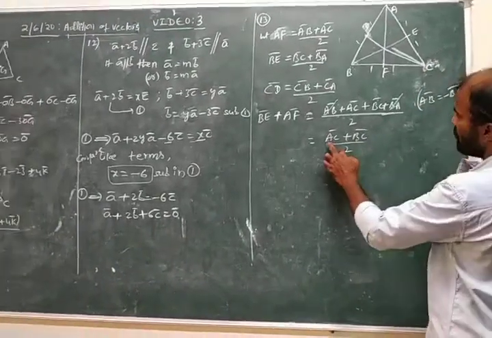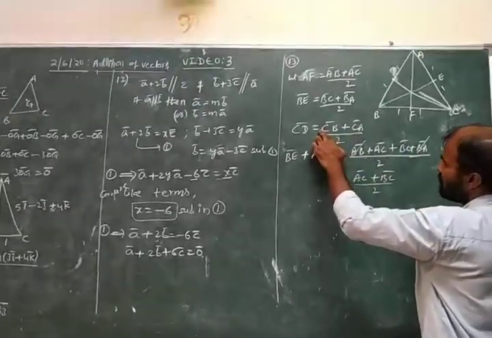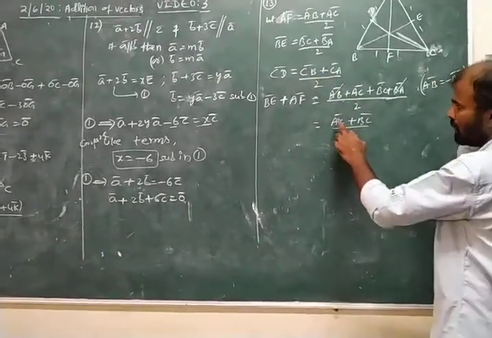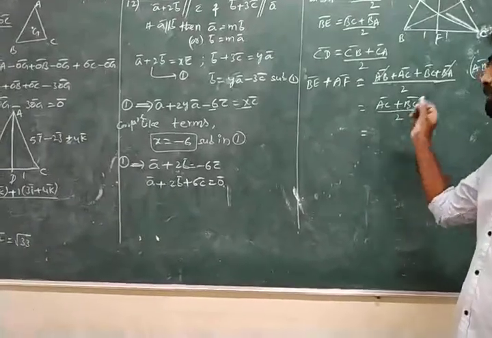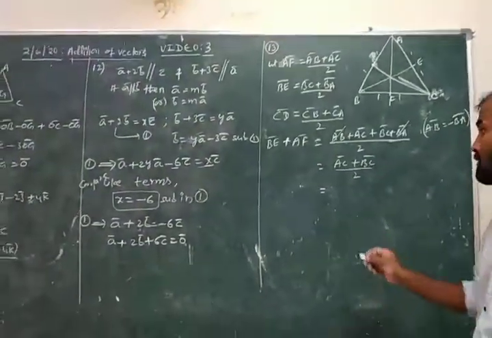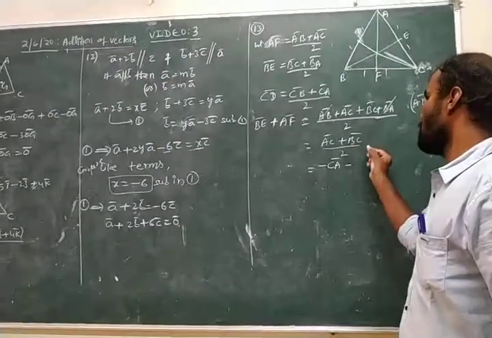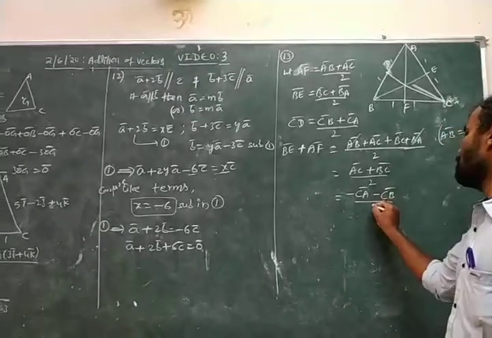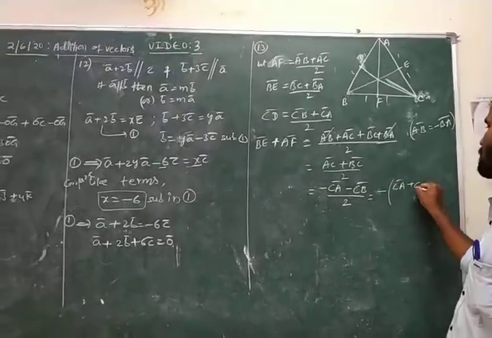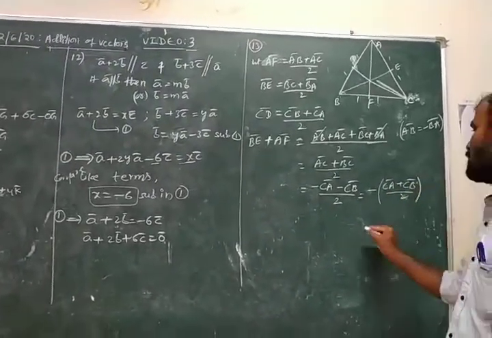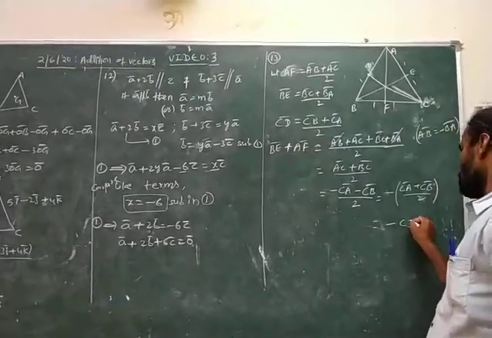So write (AC bar plus BC bar) by 2 in terms of CD bar. Observe CD bar here: (CB bar plus CA bar) by 2. But here we have AC plus BC. Now we can interchange the positions of the two points. Then we have minus CA bar, and minus BC bar becomes minus CB bar. From these two bring minus common, then what remains is CA bar plus CB bar. That is equal to minus (CA bar plus CB bar) by 2, which is minus CB bar.